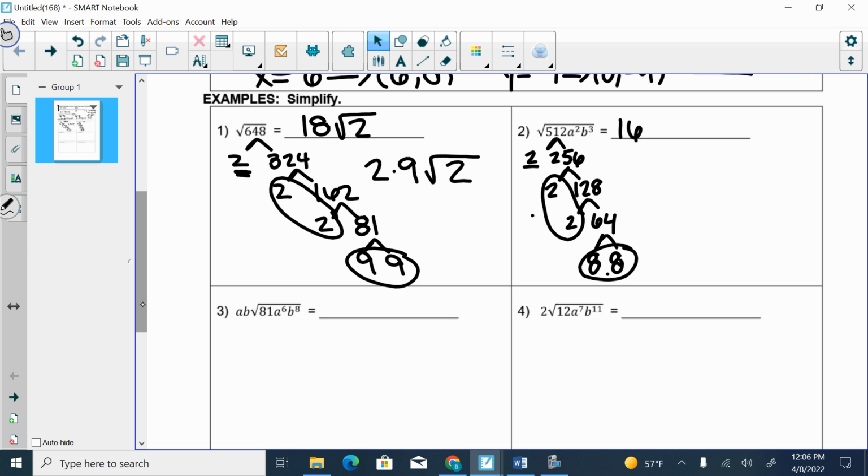Remember, we're going to put a little space in there because we haven't done our variables yet. So I'm going to put a little space and put my leftover 2 over here. Okay. So now we look at our variables. Remember, our rules depend on if their exponent is an even number or an odd number, right? So for A, is the exponent even or odd? Even. So what do I do with that exponent of 2?